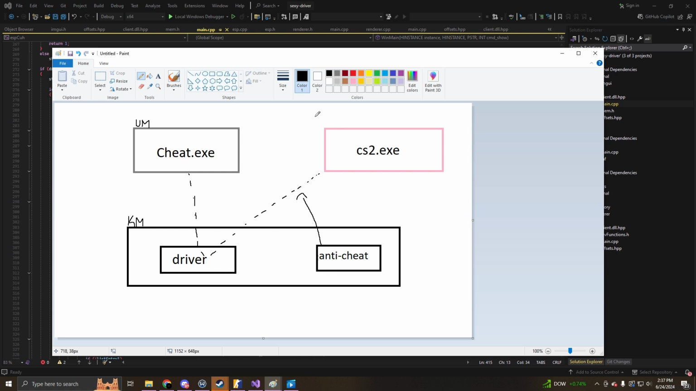That's why VAC is a lot easier to get around. You can do things like handle hijacking or anything you want to bypass VAC, because you just have to get around their user mode anti-cheat.